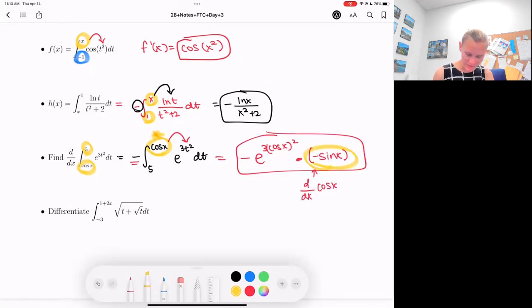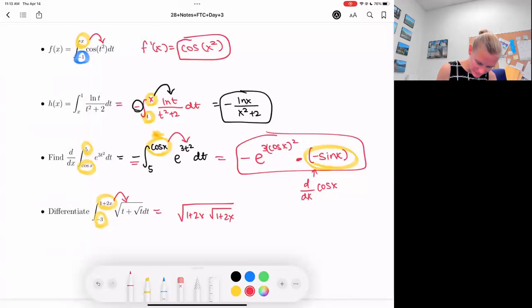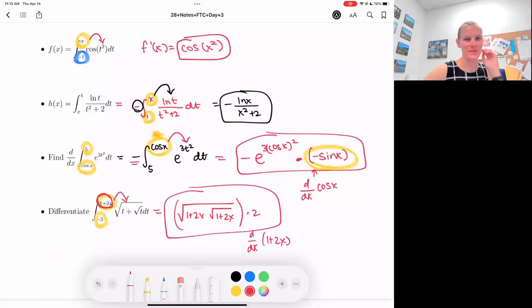Okay, so we're going to need the same thing down here because we have a number at the bottom. We have a function up top. So we start out by plugging our function in for t. So we get square root of 1 plus 2x. And then we need our chain rule step because this is not just an x. So we have to multiply all of this by the derivative of 1 plus 2x, which is just 2. Okay, we'll get a lot of practice with these in class.